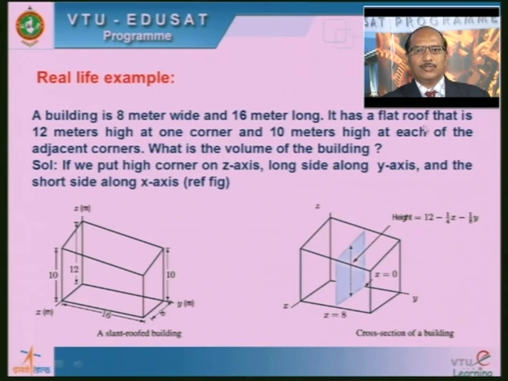It has a flat roof that is 12 meters high. The building is 8 meters wide and 16 meters long. It has a flat roof that is 12 meters high at one corner, and 10 meters high at each of the adjacent corners. The question is, what is the volume of the building?